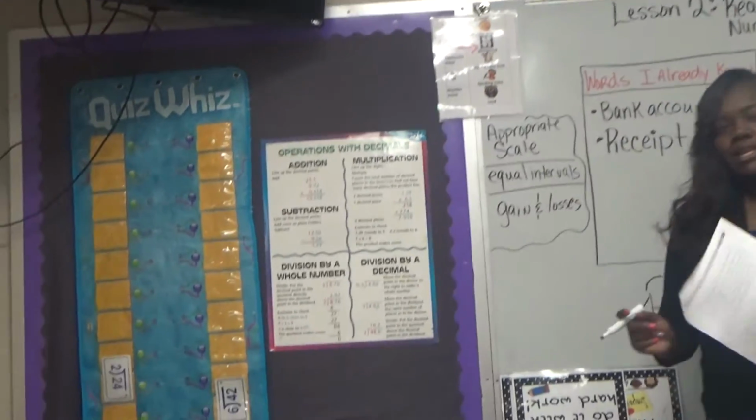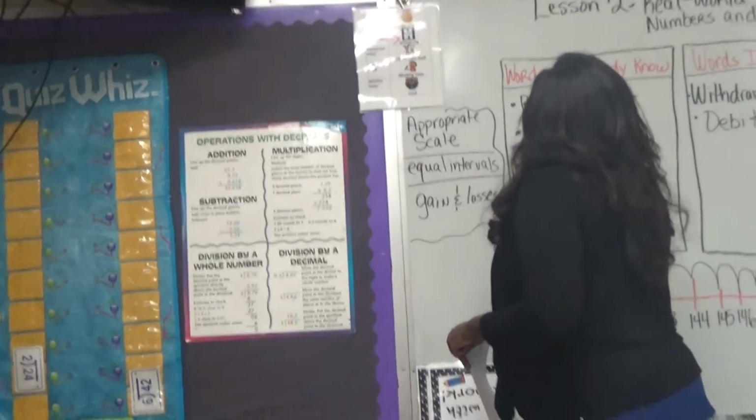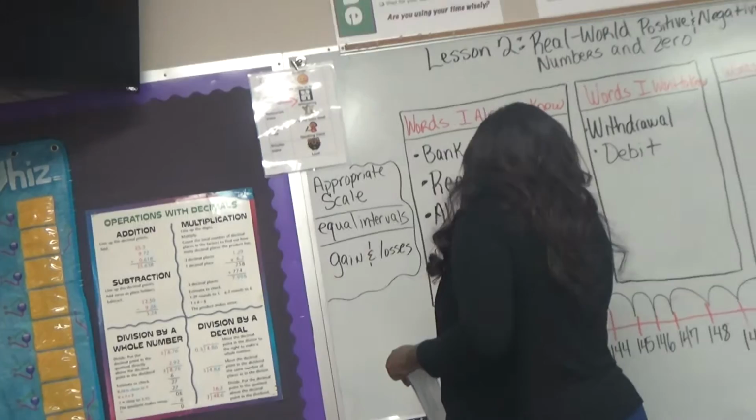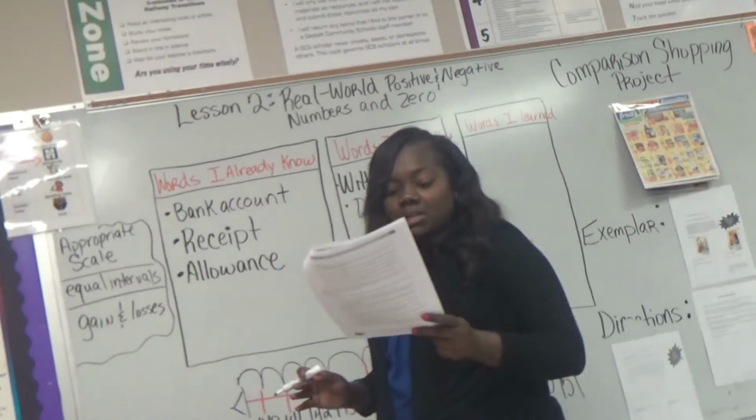What about allowance? You know what allowance is? It's just money that you get from your parents, or the tooth fairy, or Santa Claus. Some money that I receive for doing some things, right?